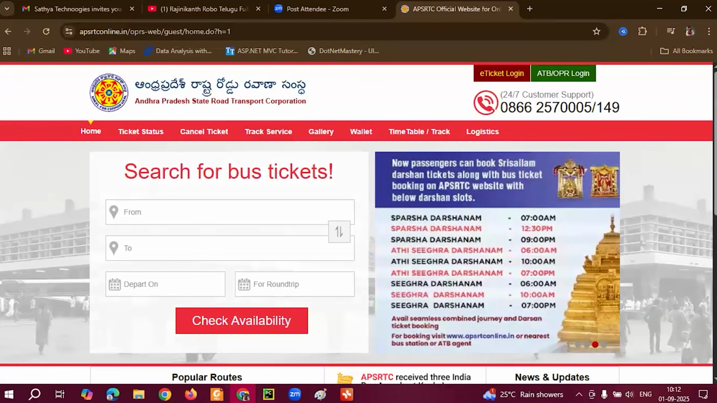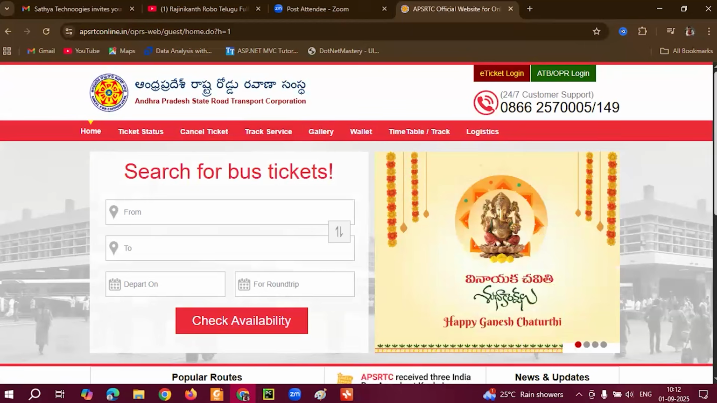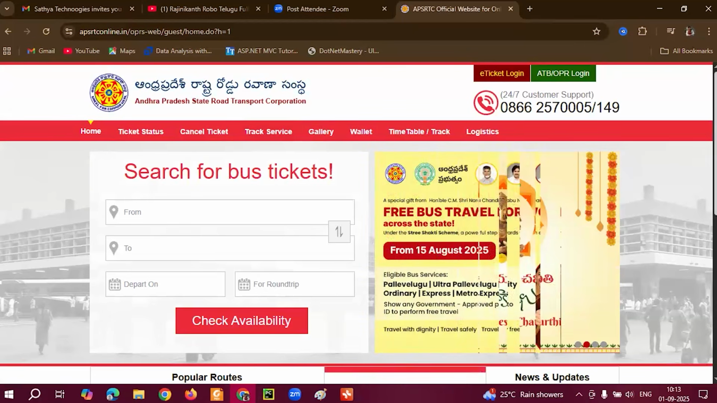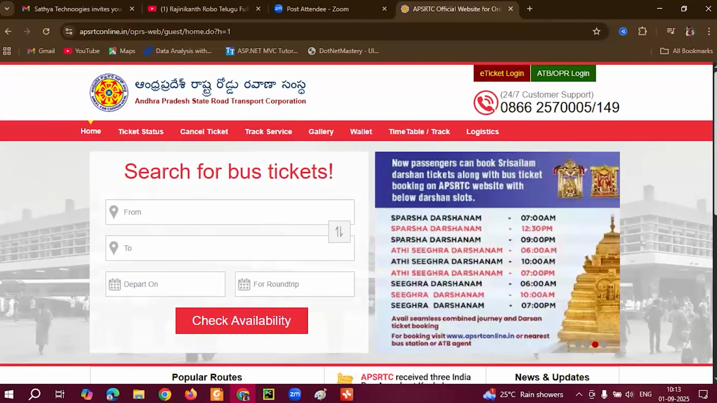Server. In the server, APSRTC, Abibus, Redbus, a lot of applications are available. You are asking for which application? APSRTC. You requested APSRTC. It checked, APSRTC is available, collected that application, then again sent it back to where? The browser. In the browser, it is displayed.